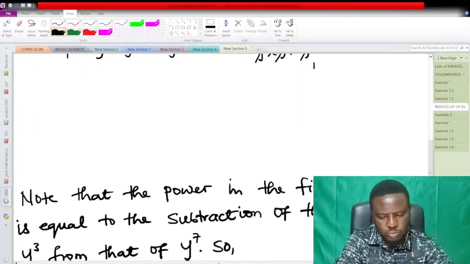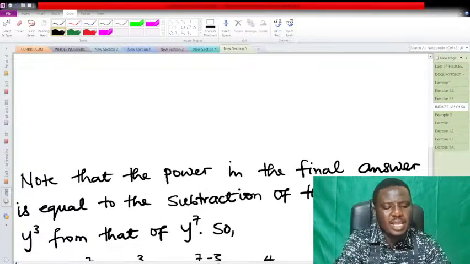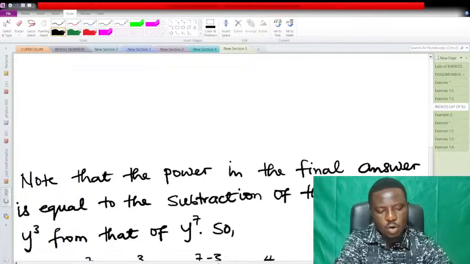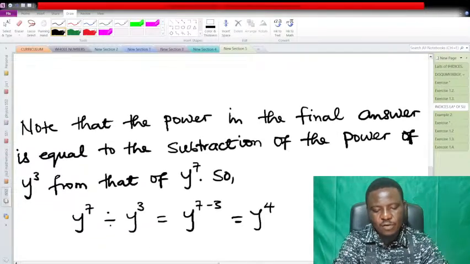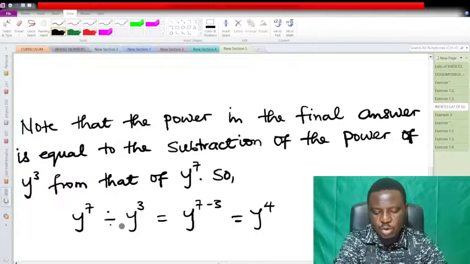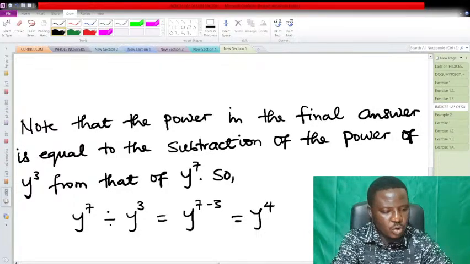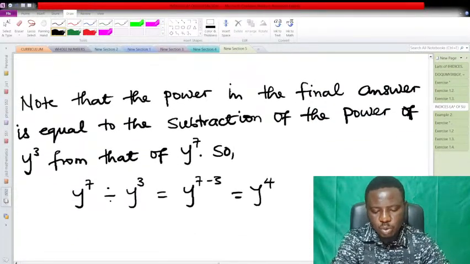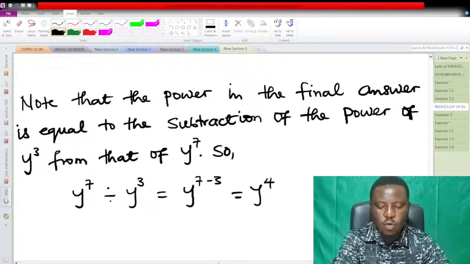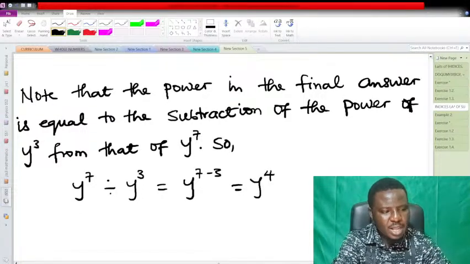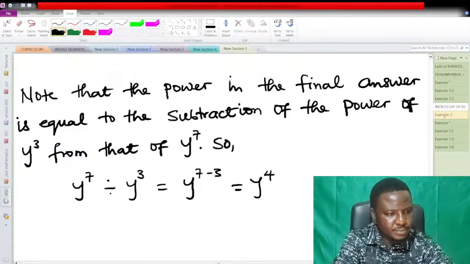Now, note that the power in the final answer is equal to the subtraction of the power of y raised to the power of 3 from that of y raised to the power of 7. This is the question that we should divide y raised to the power of 7 by y raised to the power of 3. And when you divide, you will observe that the answer we got, which is y raised to the power of 4, is equal to, when you subtract 3 from 7, when you subtract the powers, and it gave us y raised to the power of 4. Let's look at another.